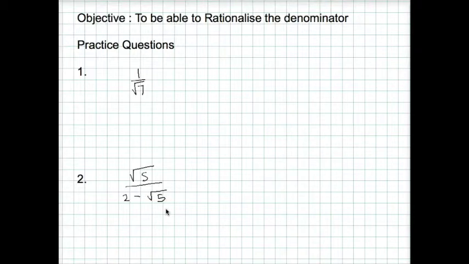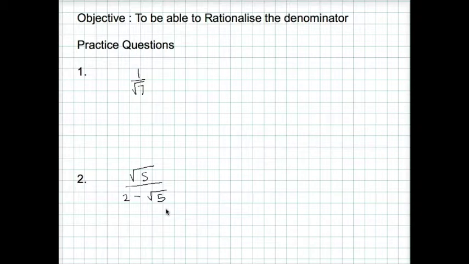What I'd like you to do is to pause the video and have a go at the 4 questions. There's 2 on the first page, 2 on the second page. When you're happy with your answers, then restart the video and go through the model answers with me. So pause the video now, have a go at questions 1, 2, 3 and 4.